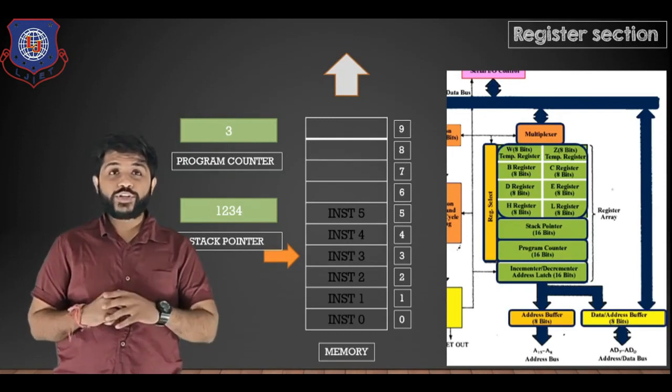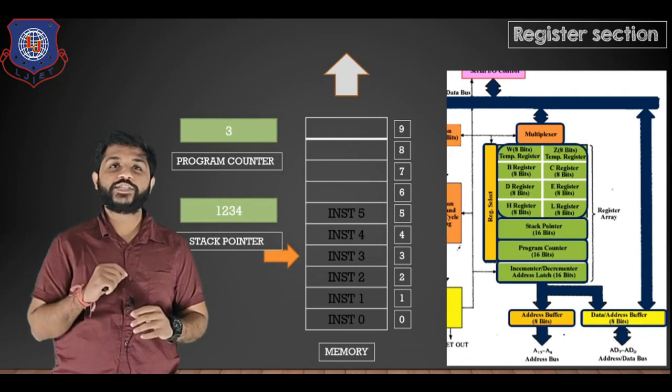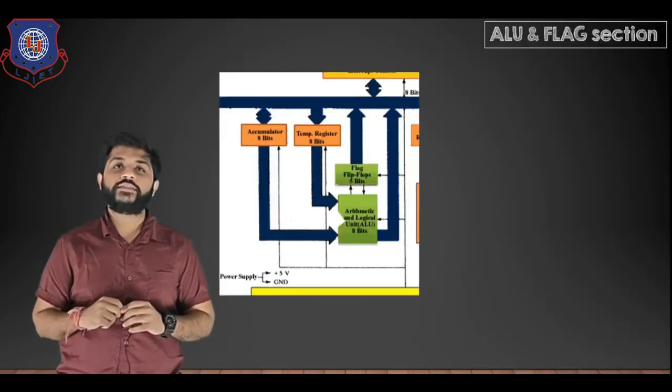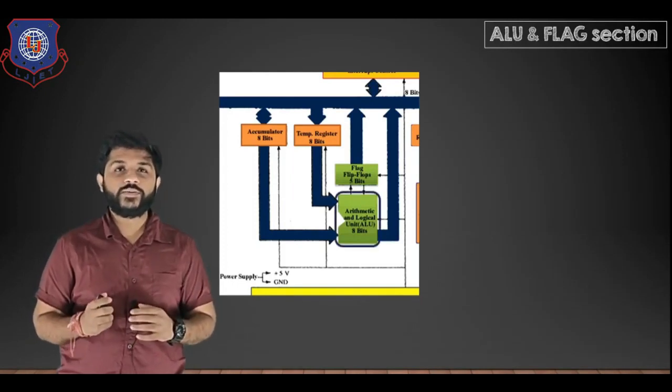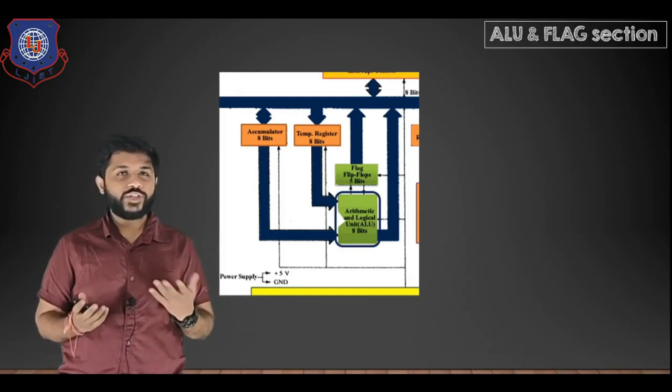This is it for the register section. Now we are going to see the next section, that is the ALU and the flag section. You can see that there is an ALU. Now what is the function of the ALU? ALU means the arithmetic and logical unit.